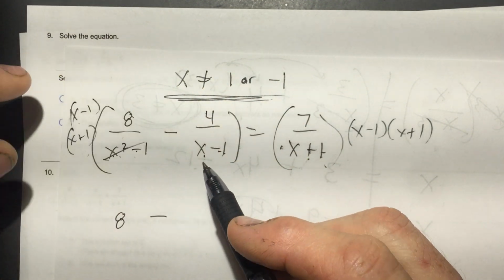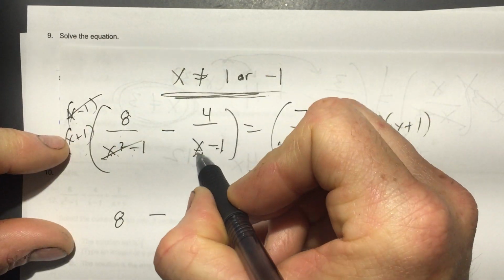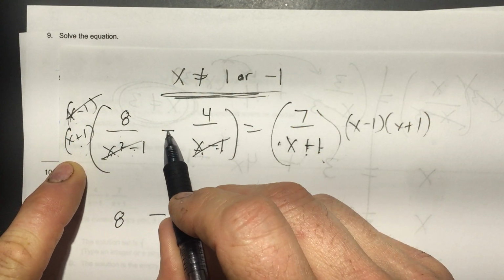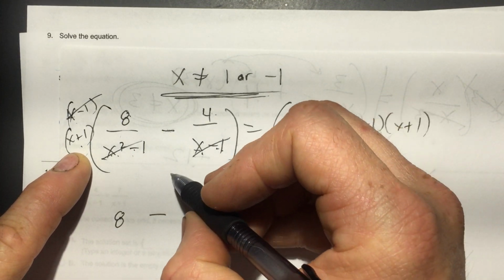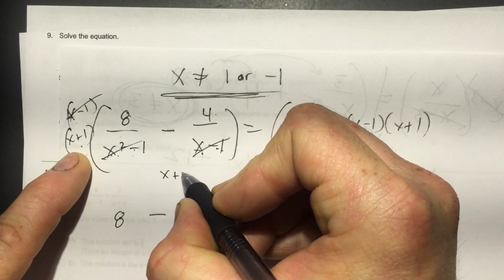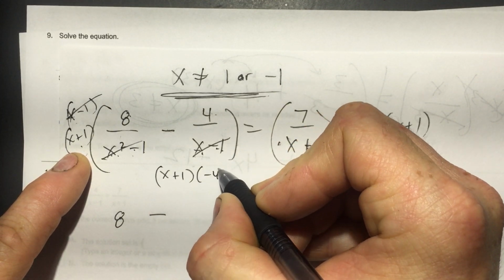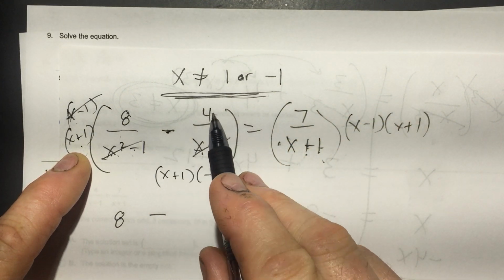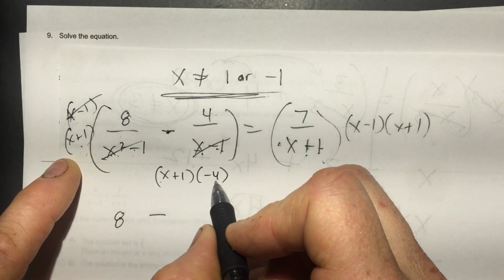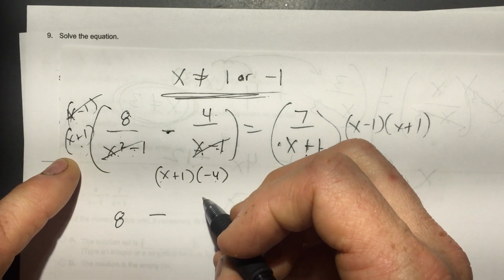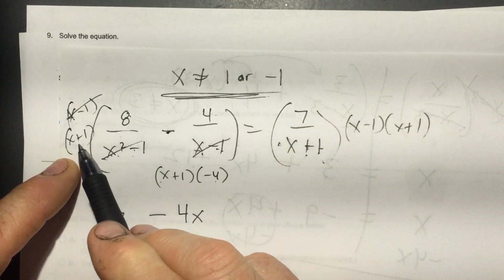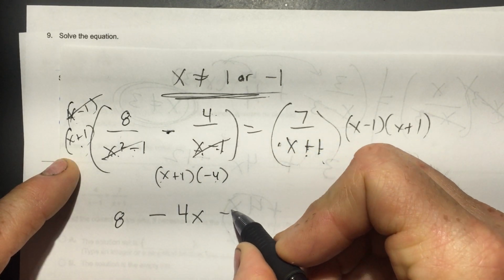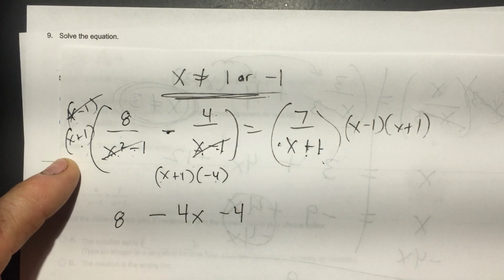All right, when I multiply to this one, the x minus 1s will cancel, so I have x plus 1 times a negative 4. Now, don't forget this negative in front of that 4. So let me write that out. I got x plus 1 times negative 4. So it's negative 4, x plus 1. So it's going to be x times negative 4 is negative 4x. And then 1 times negative 4 is negative 4. All right, there we go.